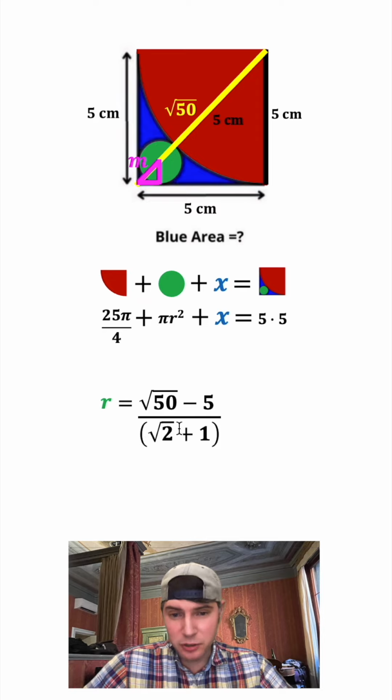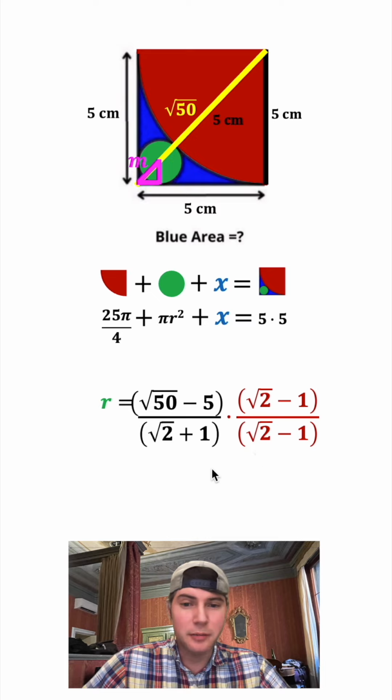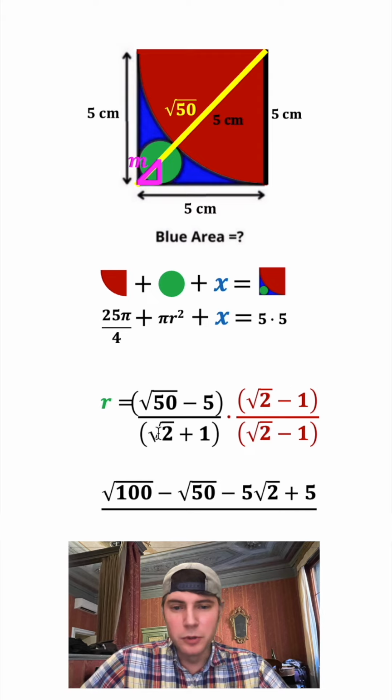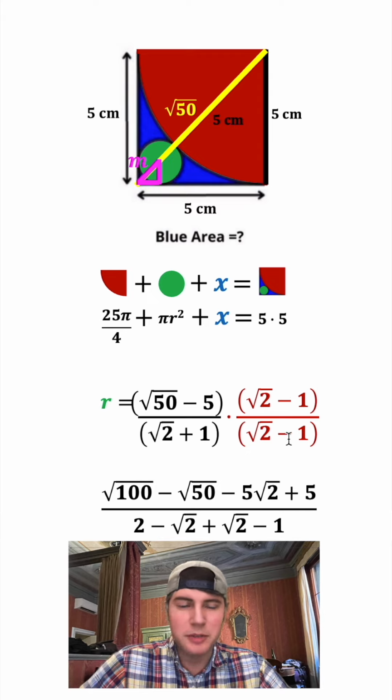Right now, we have a radical in the denominator. We usually don't like that, so we're going to multiply top and bottom by the conjugate of the bottom. That's root 2 minus 1. Root 50 times root 2 is root 100. Root 50 times negative 1 is negative root 50. Negative 5 times root 2 is negative 5 root 2. And negative 5 times negative 1 is equal to positive 5. Root 2 times root 2 is equal to 2. Root 2 times negative 1 is negative root 2, and 1 times root 2 is root 2, and 1 times negative 1 is equal to negative 1. Square root of 100 is equal to 10, and 10 plus 5 is equal to 15.